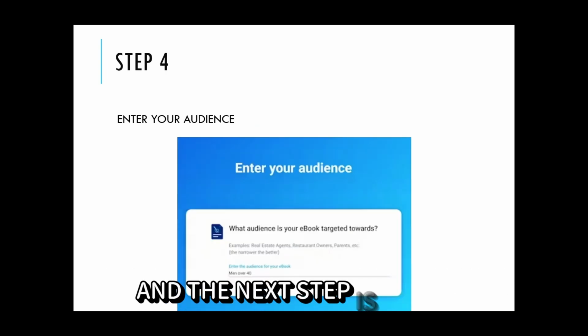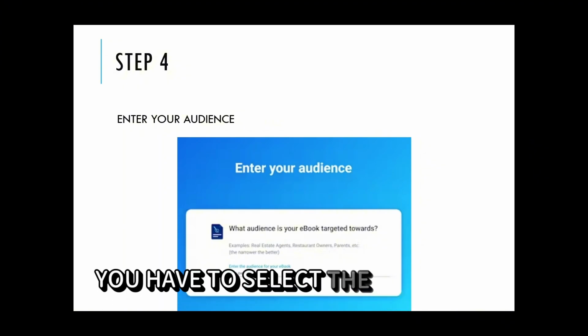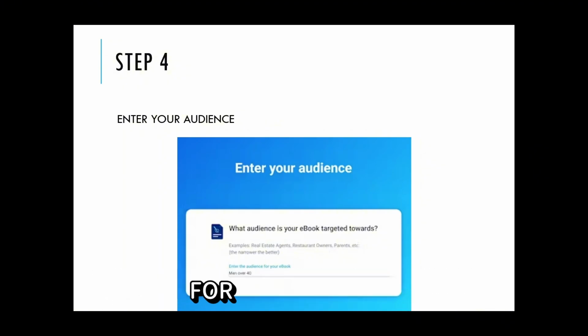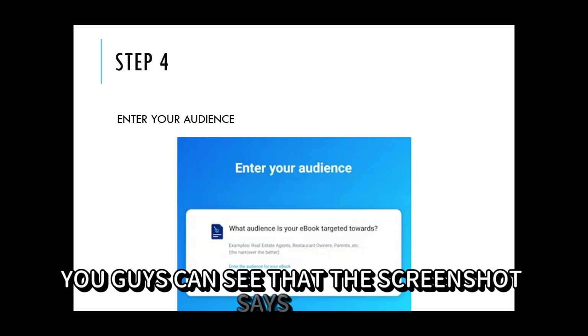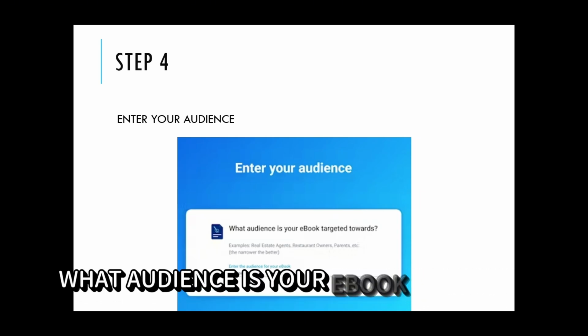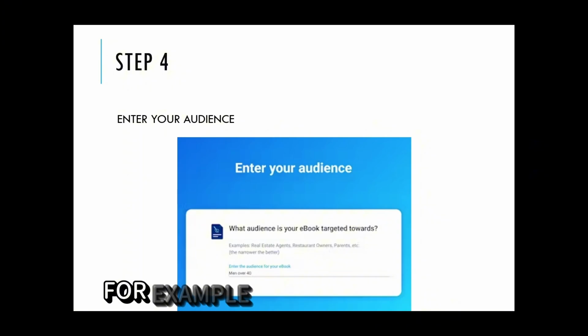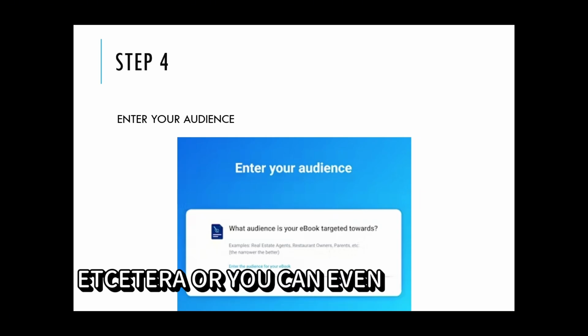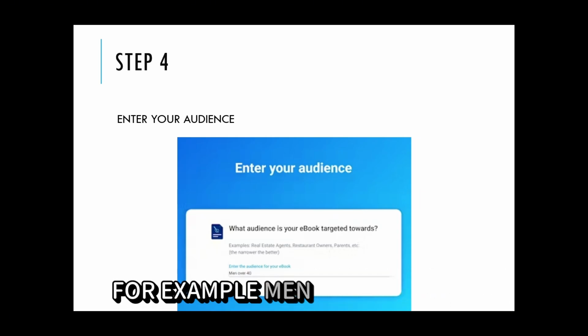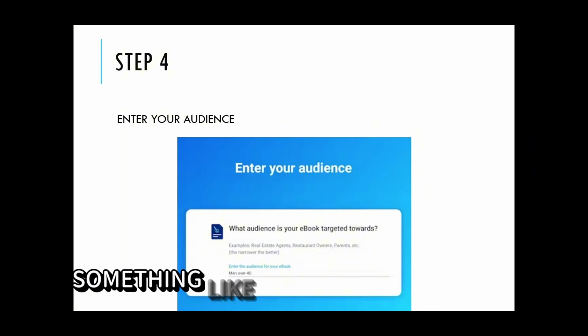And the next step is, you have to select the targeted audience in here. For example, here you guys can see that the screenshot says what audience is your ebook targeted towards. For example, real estate agents, restaurant owners, parents, etc. Or you can even enter the age, for example, men over 40 years, so something like that.